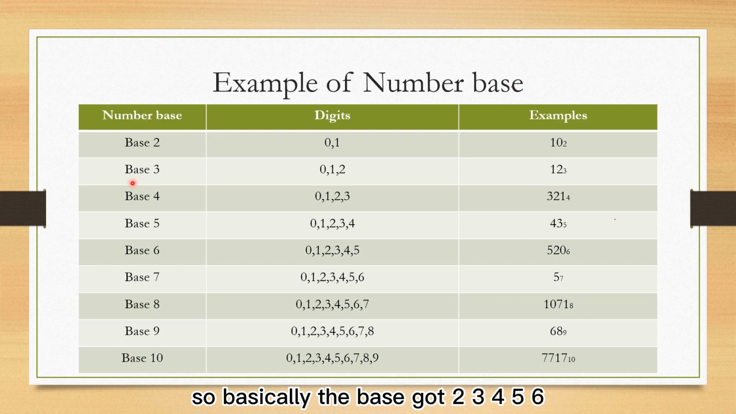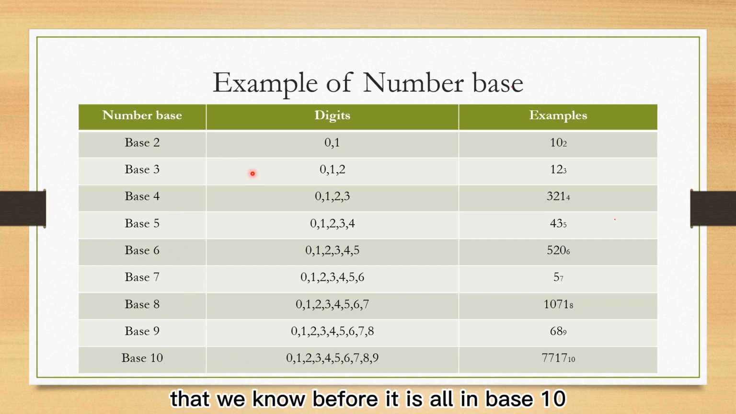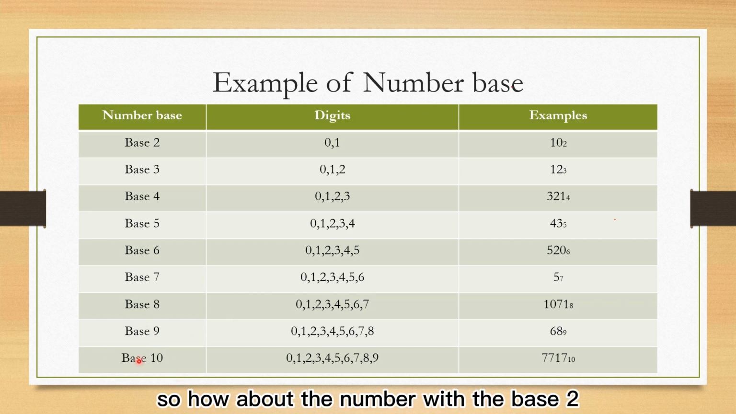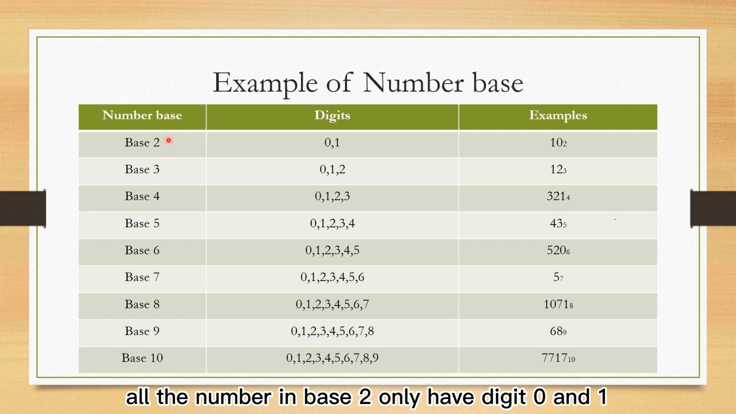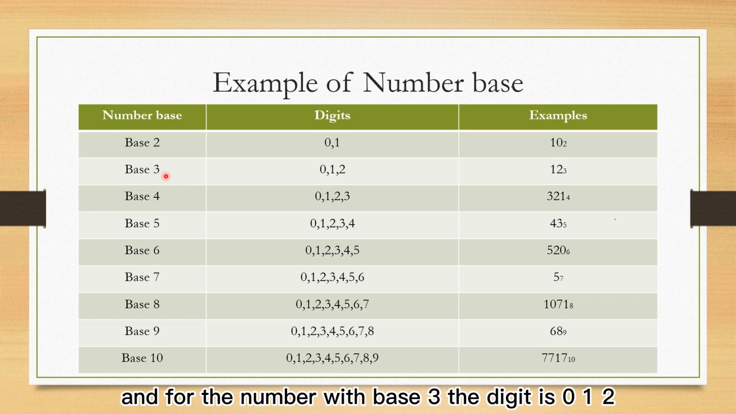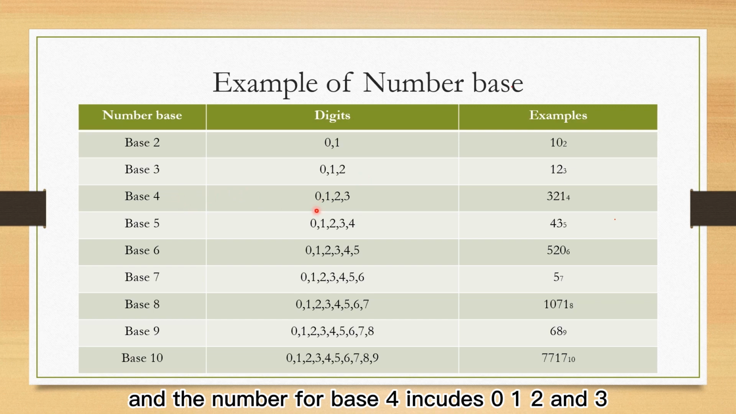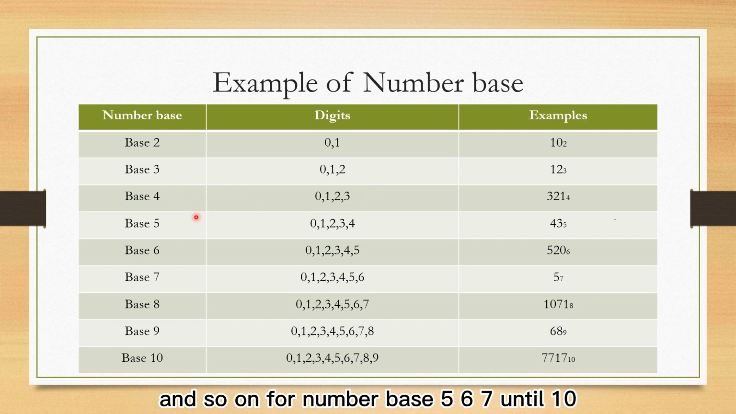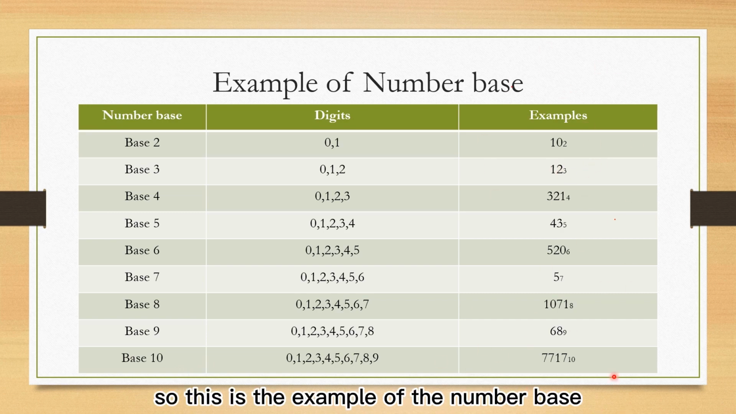Basically, the base can be 2, 3, 4, 5, 6 until 10. The numbers that we know before this are all in base 10. So how about numbers with base 2? All the numbers in base 2 only have digits 0 and 1. For number base 3, the digits are 0, 1, 2. Base 4 includes 0, 1, 2, and 3. And so on for number base 5, 6, 7 until 10. These are examples of number bases.